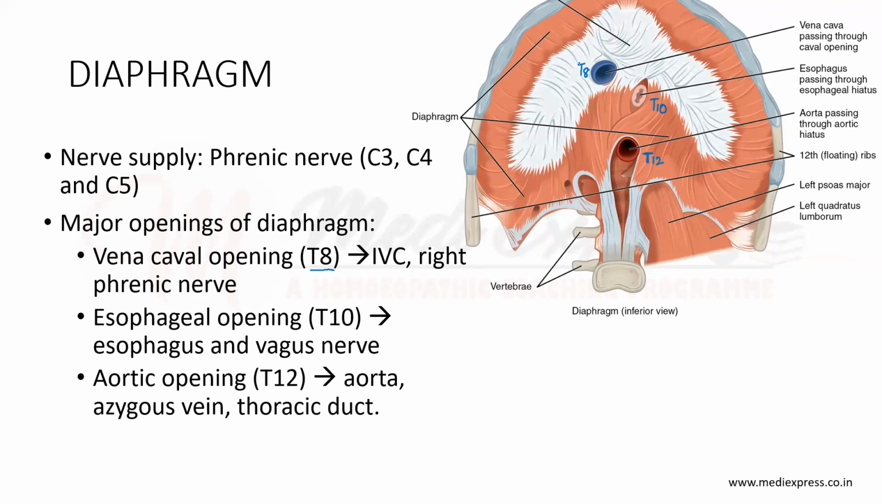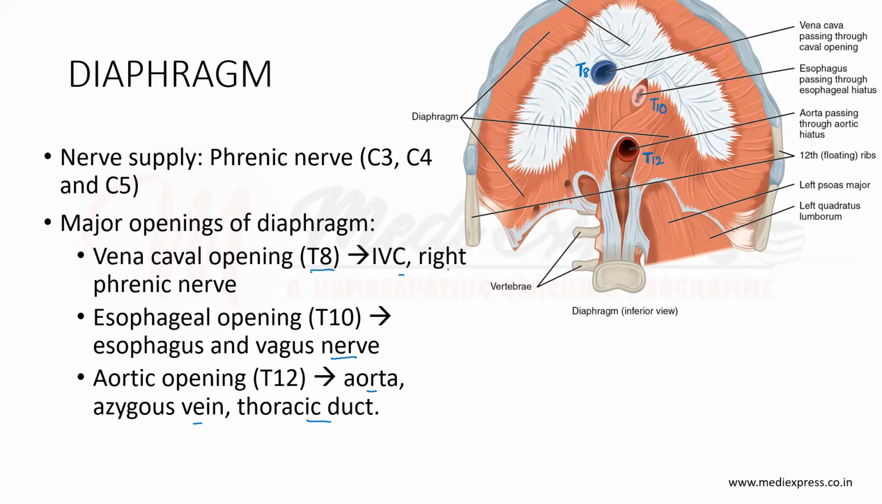So these are the openings. Vena cava opening at T8, esophageal opening at T10, and aortic opening at T12. What are the contents which pass through the vena cava opening? The first one is the inferior vena cava and the right phrenic nerve. What is passing through the esophageal opening? There is the esophagus and the vagus nerve. And in the aortic opening, we have the aorta, the azygos vein, as well as the thoracic duct. These are three things which are passing through the aortic opening.